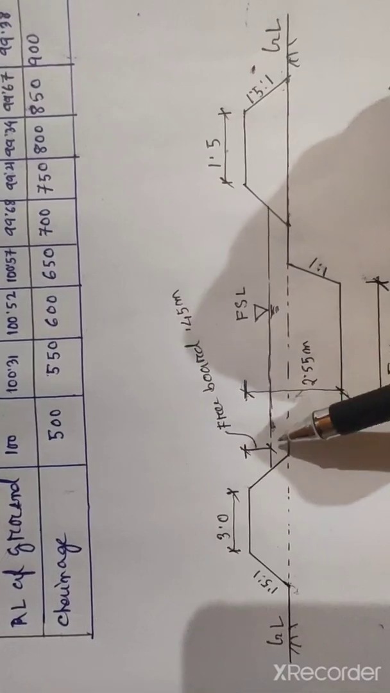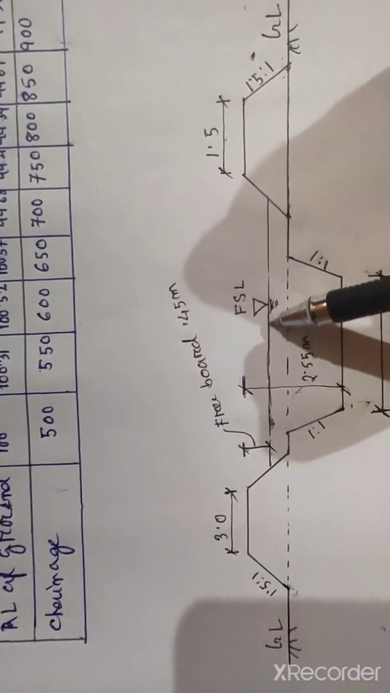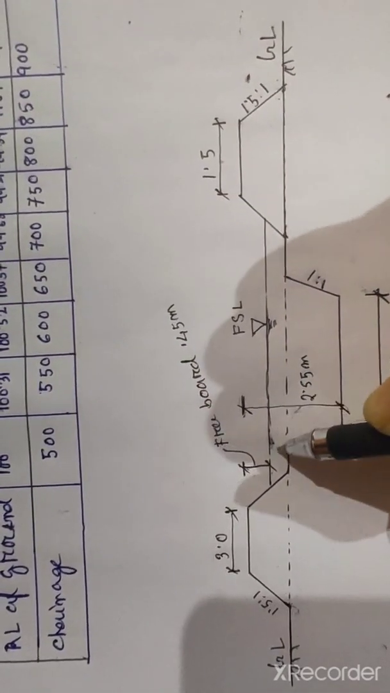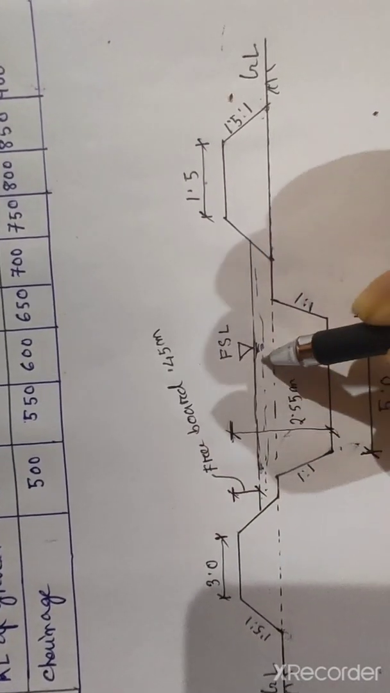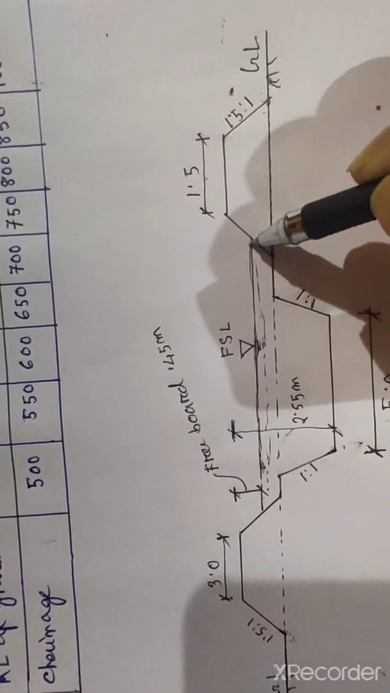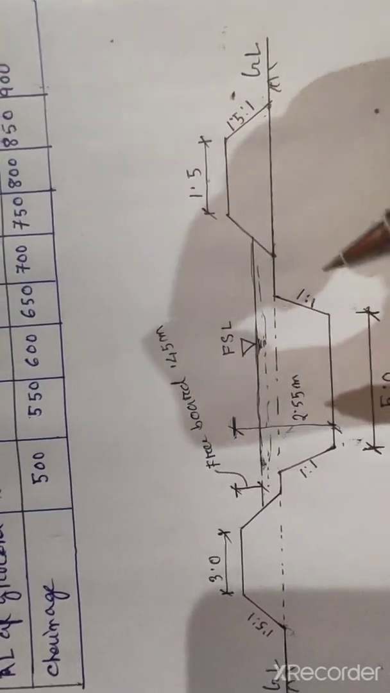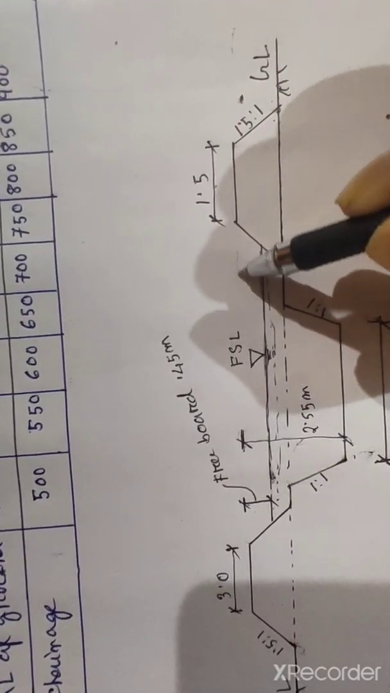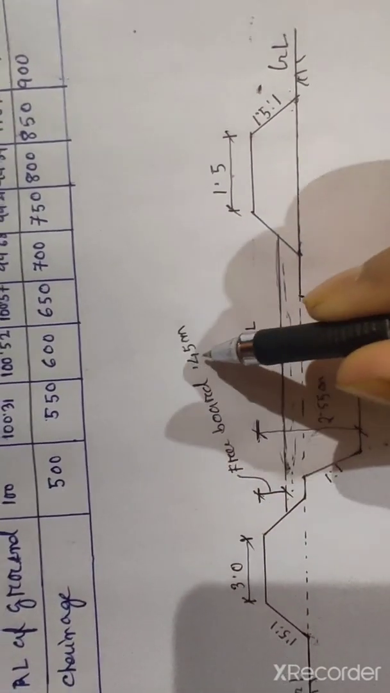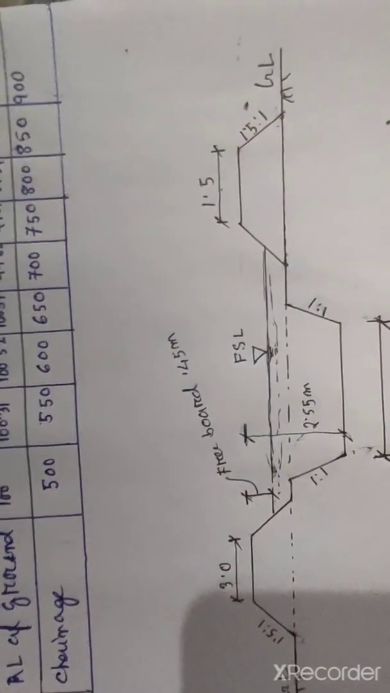Freeboard. This open space is above the full supply level, the maximum water can be filled up. Water can be filled up to the maximum height of this one. Beyond this, we cannot fill the water. So there is a gap between this full supply level and the top level, and this gap is called freeboard, and it is of 45 centimeter or 0.45 meter.